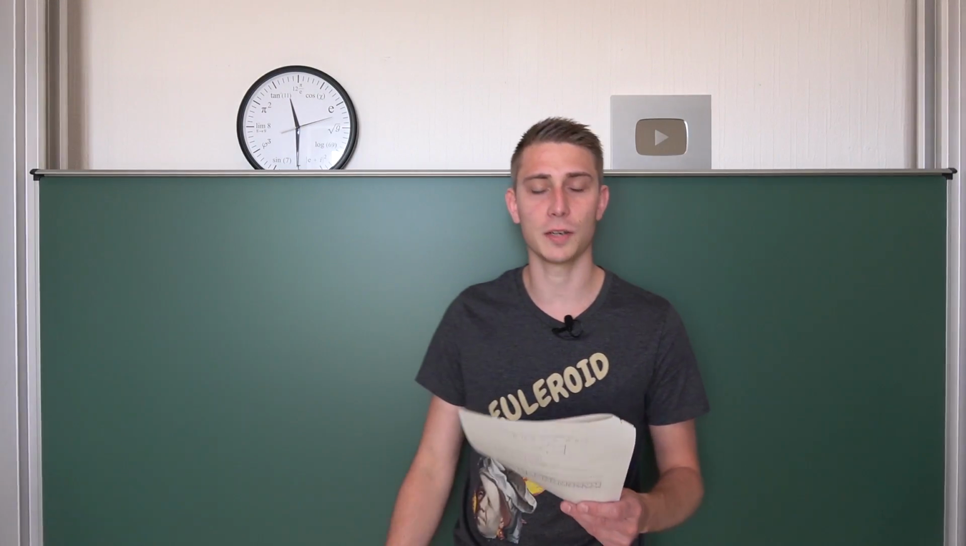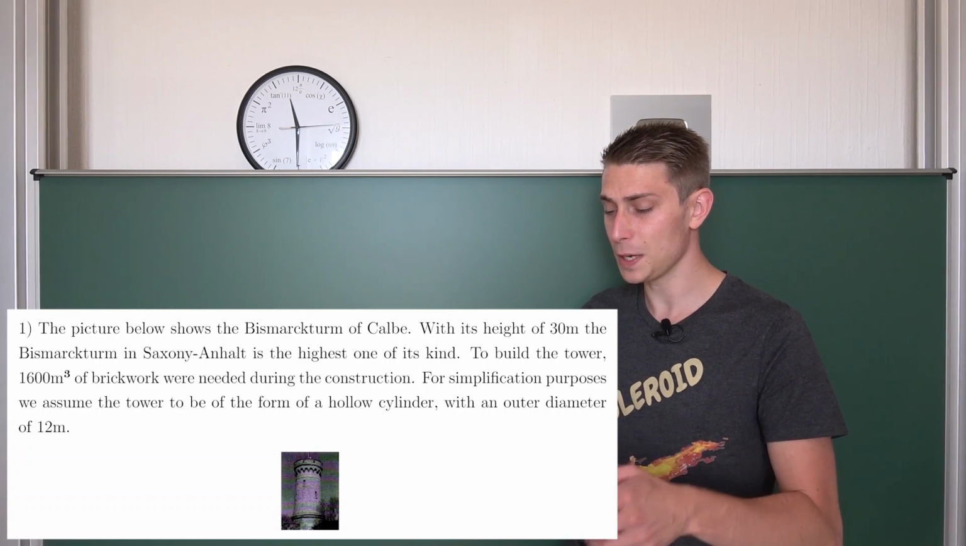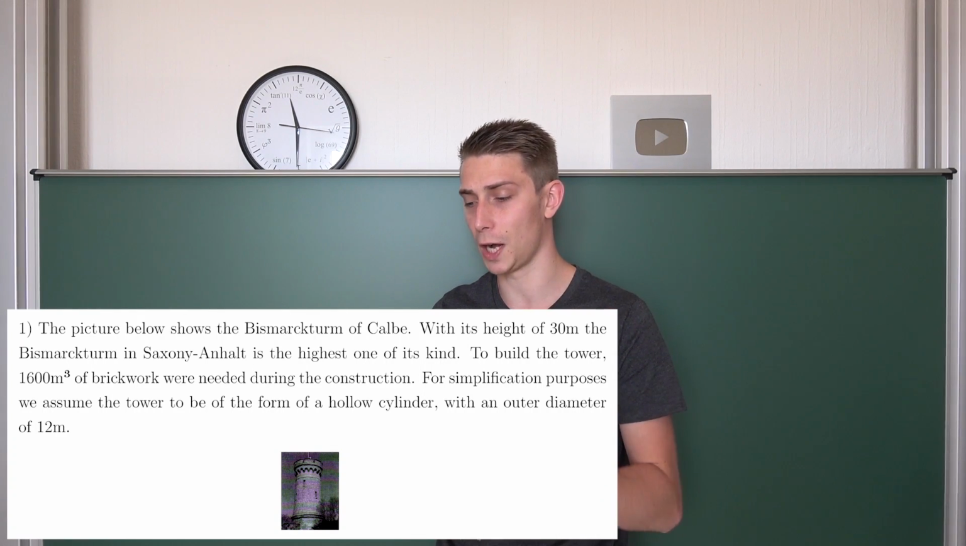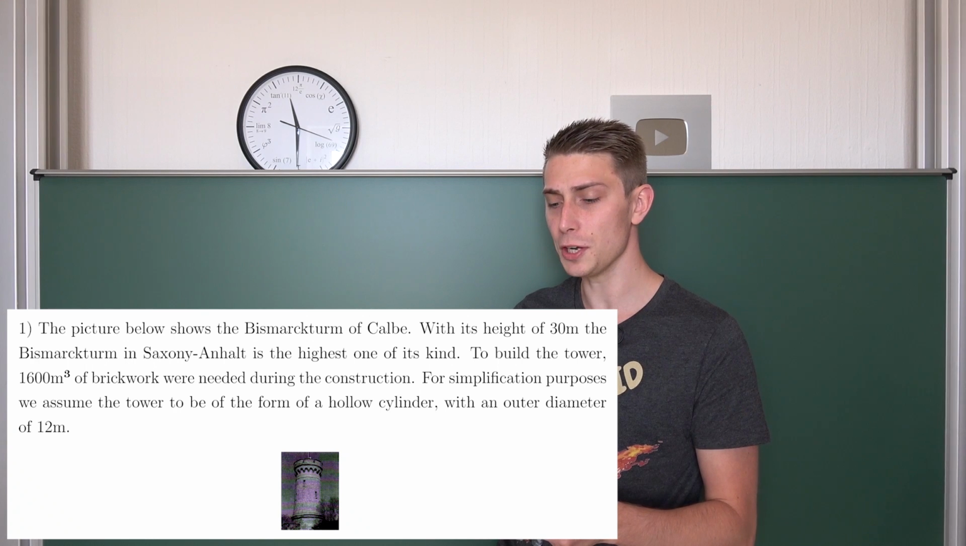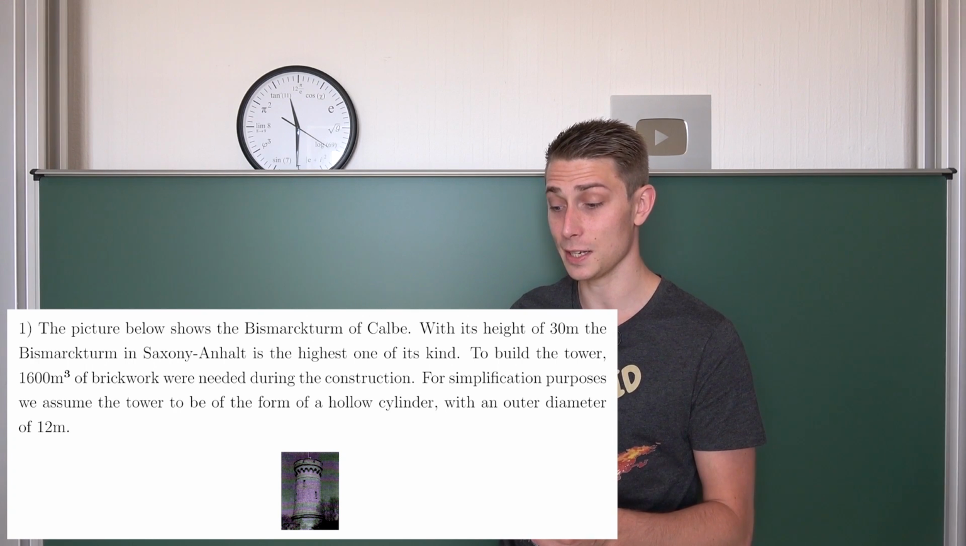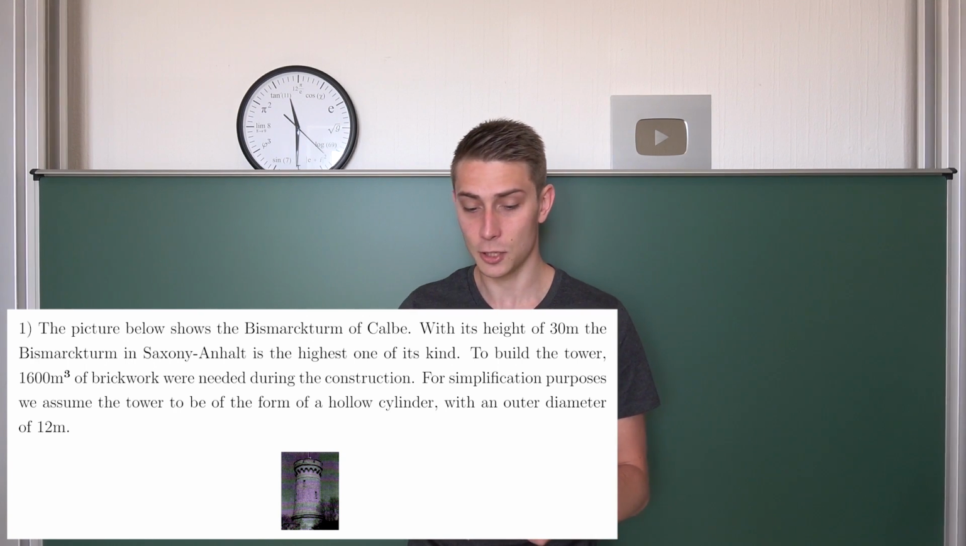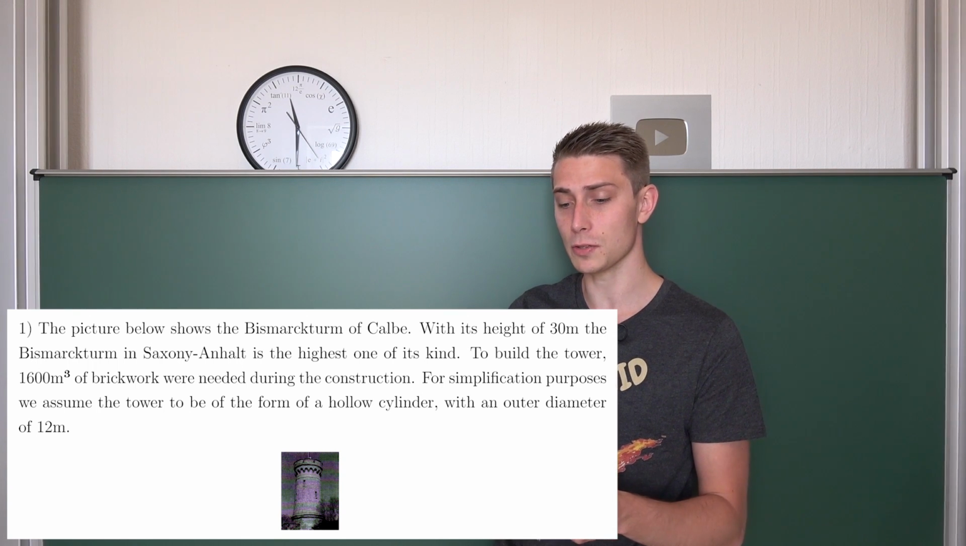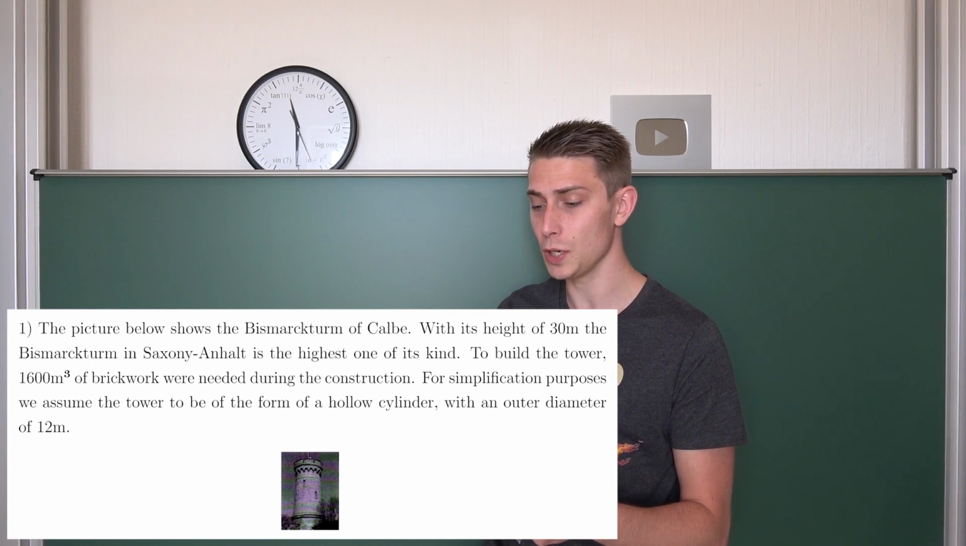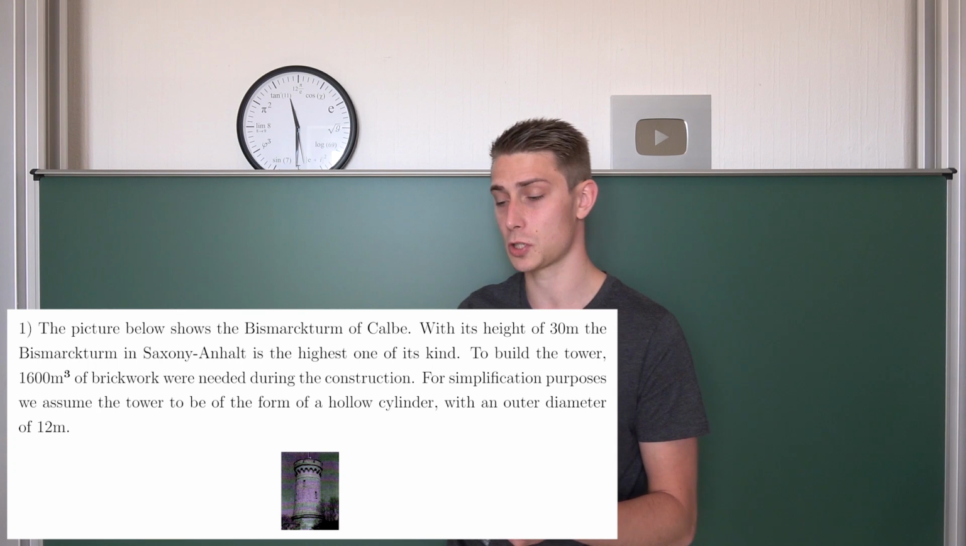So we are going to dive right in with the first exercise. The picture below shows the Bismarck-Turm of Kalbe. With its height of 30 meters, the Bismarck-Turm in Saxony-Anhalt is the highest one of its kind. To build a tower, 1,600 cubic meters of brickwork were needed during the construction.